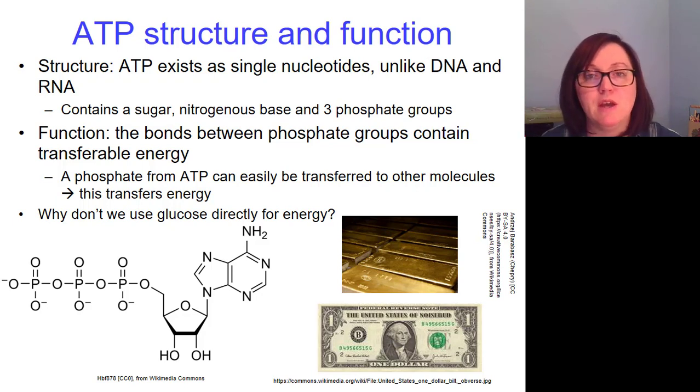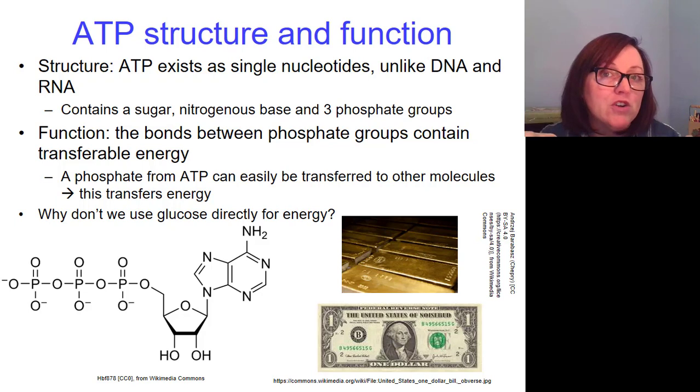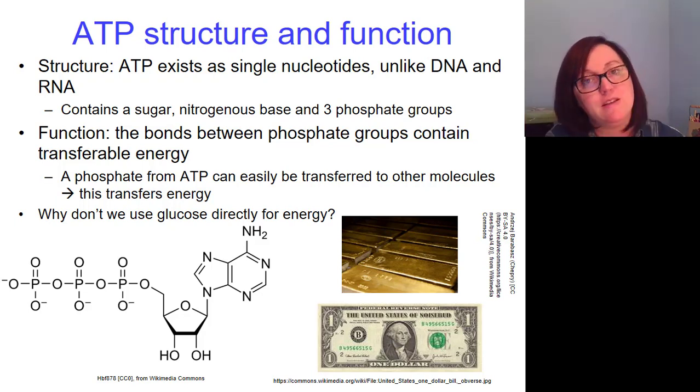Your cells don't have the enzymatic machinery. They don't have the proper setup to use glucose as a direct energy source. But they do have the machinery to take glucose and convert it into ATP energy. And then they do have the machinery to use the ATP as an energy source.